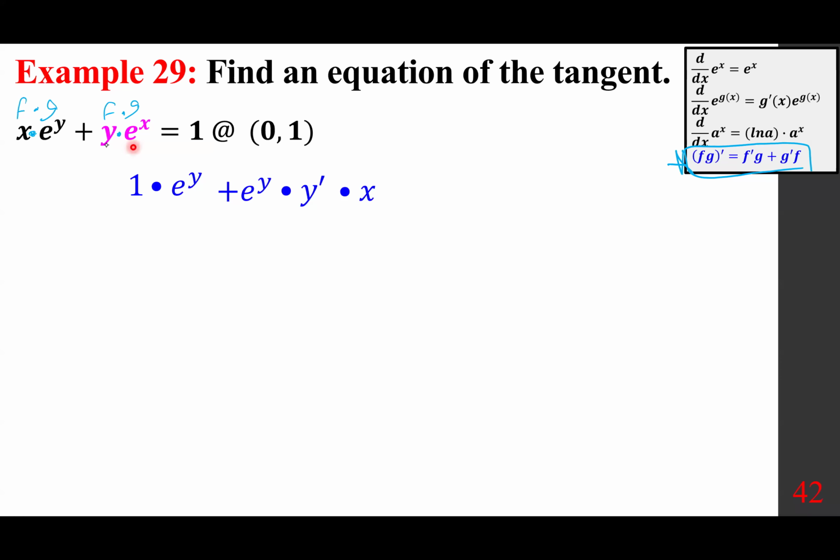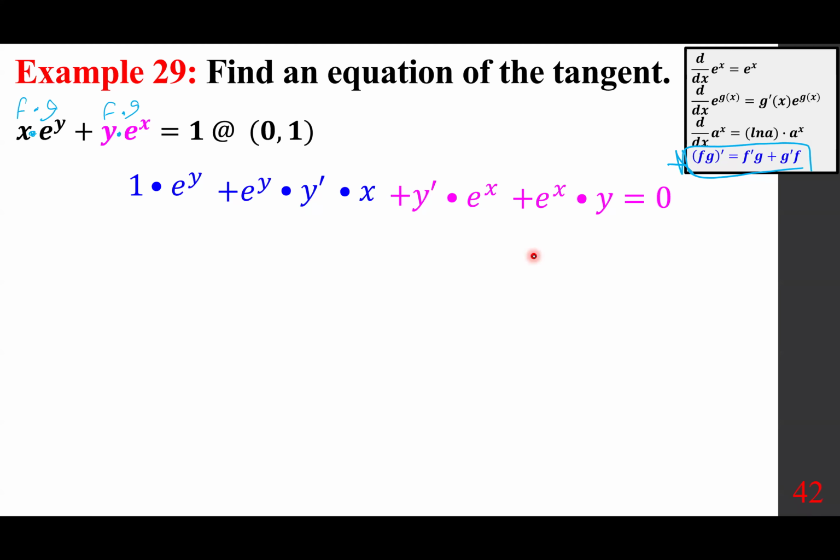Now let's move to this one. Again, fg. The derivative of y is y prime times g, which is e to the power of x, plus g prime f. The derivative of e to the power of x is itself, times f, which is y, and then the right side, because it's a number, becomes 0 here. And again, you're done. Right here, if you plug in 0, 1, that means replace the x with 0 and y with 1, it will give you y prime, and it becomes the slope. I want you to know that. But I want to solve for y prime.